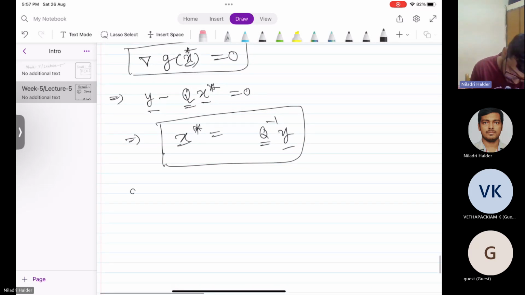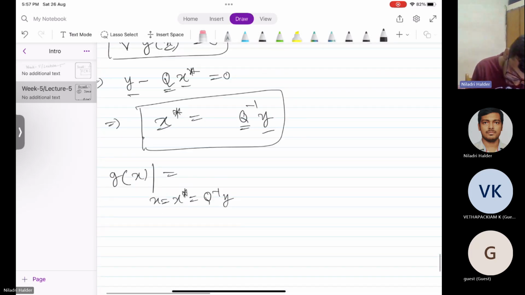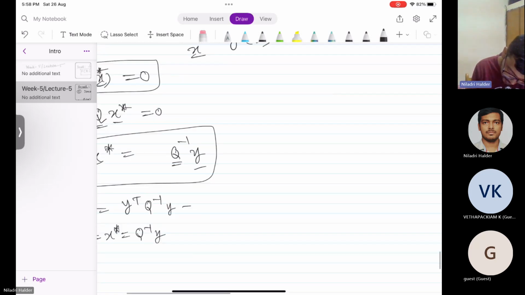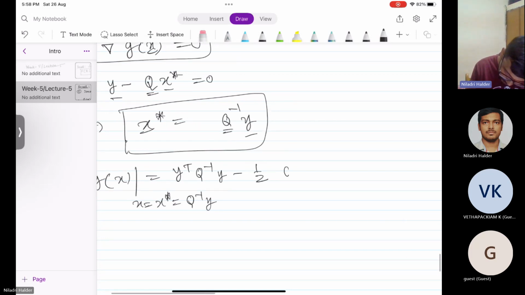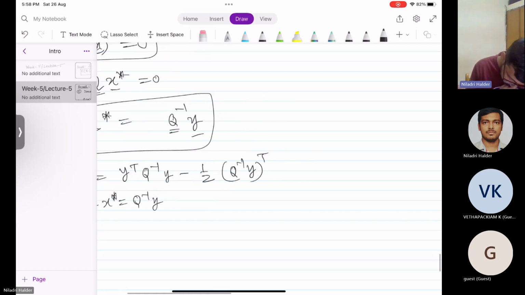Now putting that value, so g of x, where x equals x star equals Q inverse y, is equal to y transpose x. So y transpose x equal to this thing, Q inverse y, minus half x transpose. So x is this thing, Q inverse y, transpose x transpose Qx.